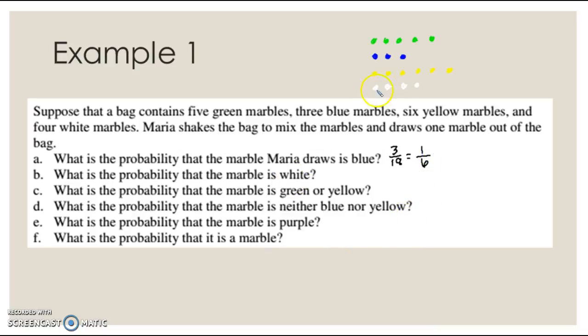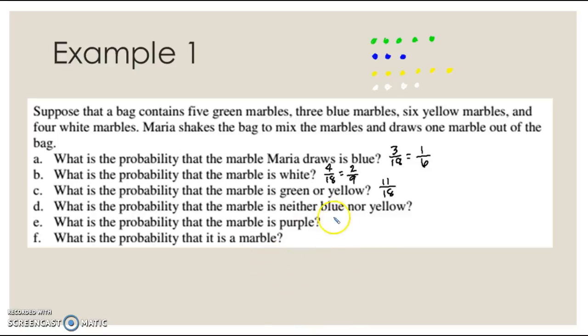The probability that the marble is white. Well, I have 4 white marbles, so that's 4 out of 18, and 2 goes into both of those, so that becomes 2 over 9. The probability that the marble is green or yellow, right? Remember, with or, we're not being picky as long as it's one or the other. So all of my green and yellow, not white and yellow, are the 5 plus the 6, which is 11. So I have 11 out of 18, and I can't simplify that.